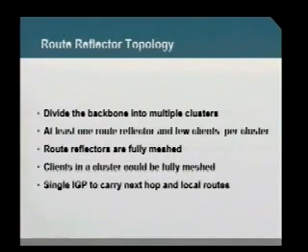How we do the topology. Again, this is probably more my recommendations. Every time I do this presentation, somebody comes up with something different, but anyway. Try and divide the backbone into multiple clusters. If you've already deployed OSPF, or to some extent IS-IS, you can quite easily map a route reflector setup on top of that. Have at least one route reflector and a few clients per cluster.